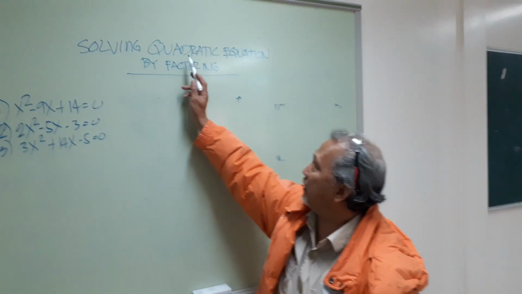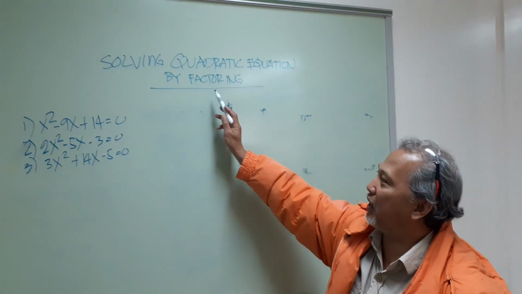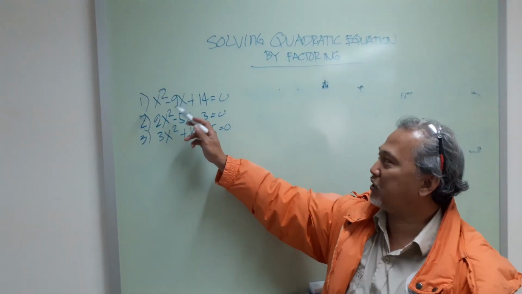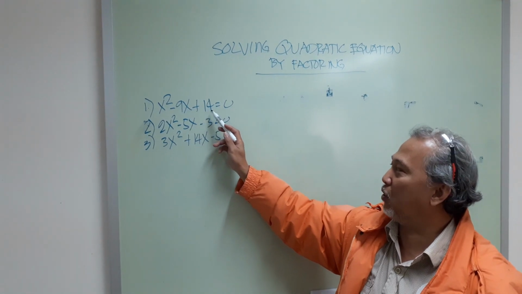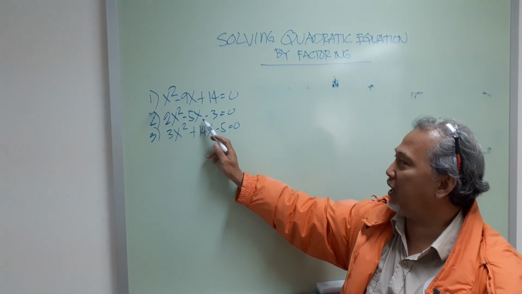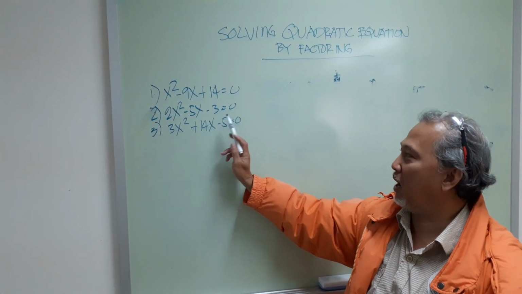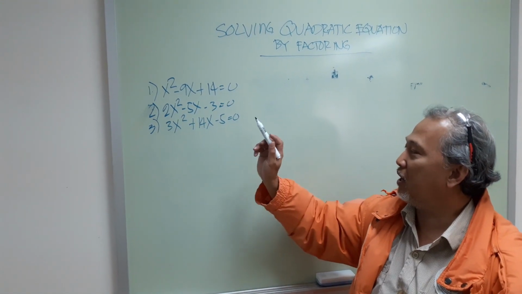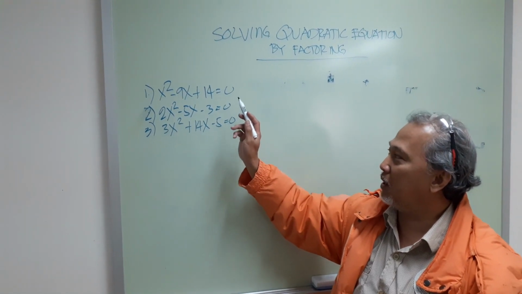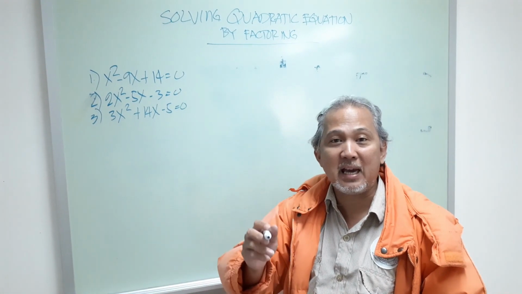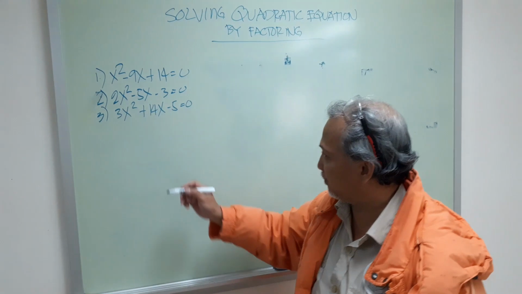Our discussion for today is solving quadratic equations by factoring. I have here three equations: x squared minus 9x plus 14 equals 0, 2x squared minus 5x minus 3 equals 0, and 3x squared plus 14x minus 5 equals 0. Now I'm going to solve the number one equation using the trial and error method.